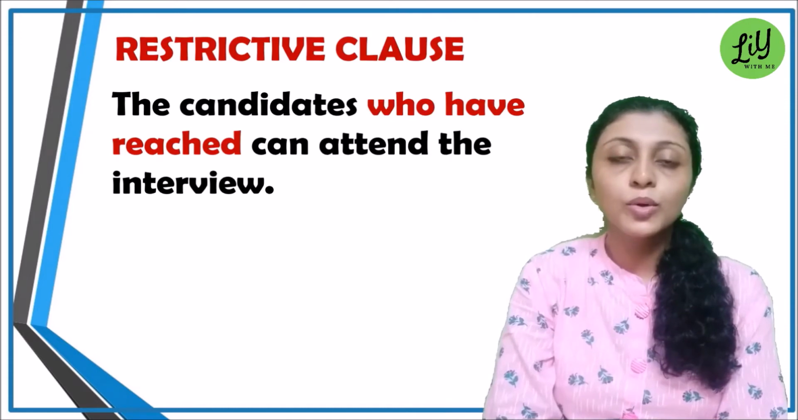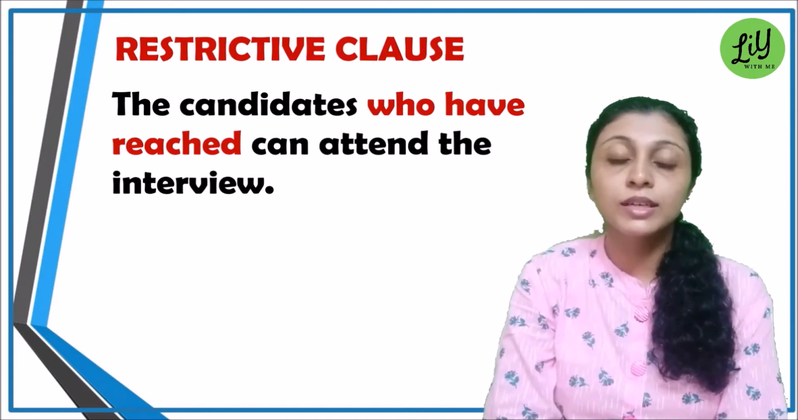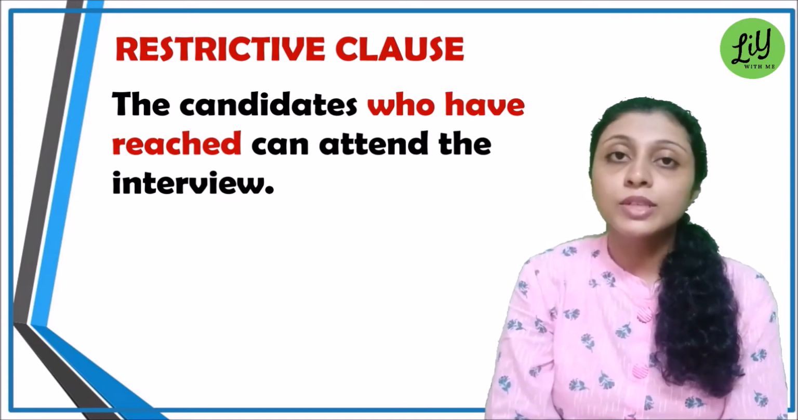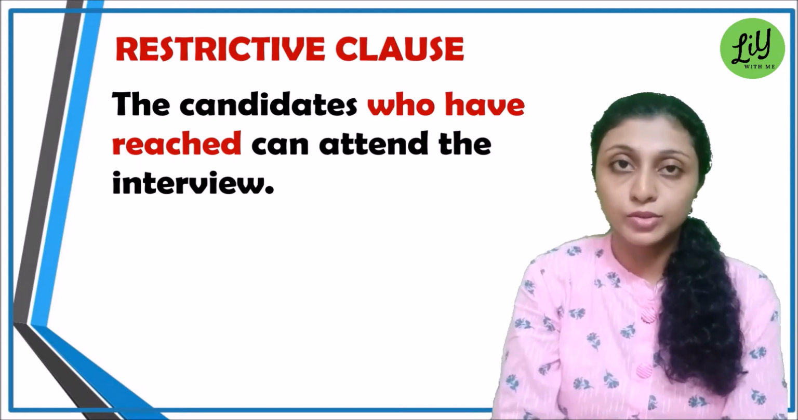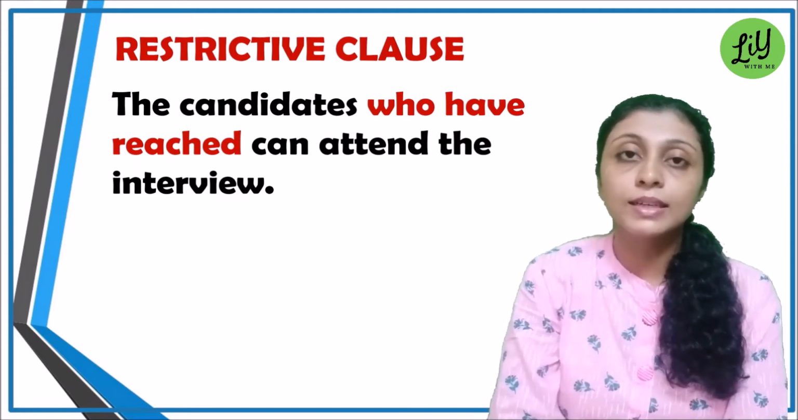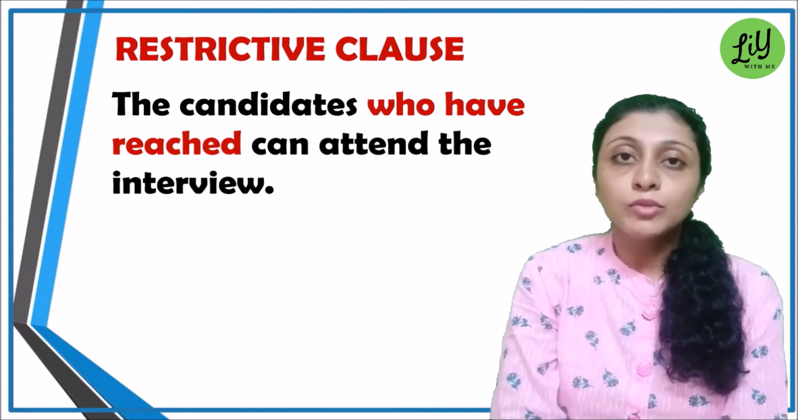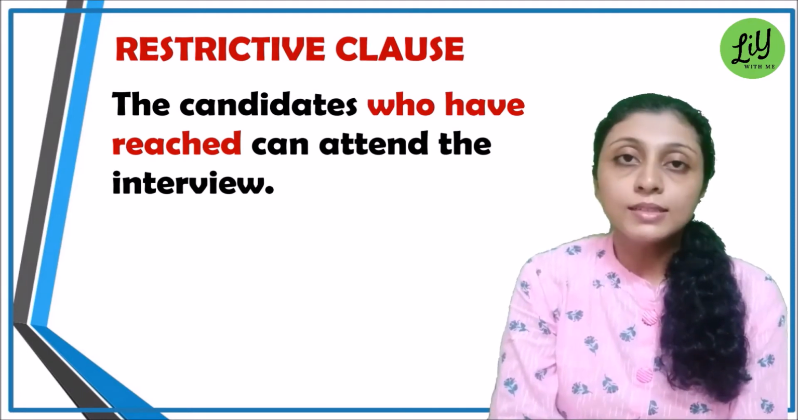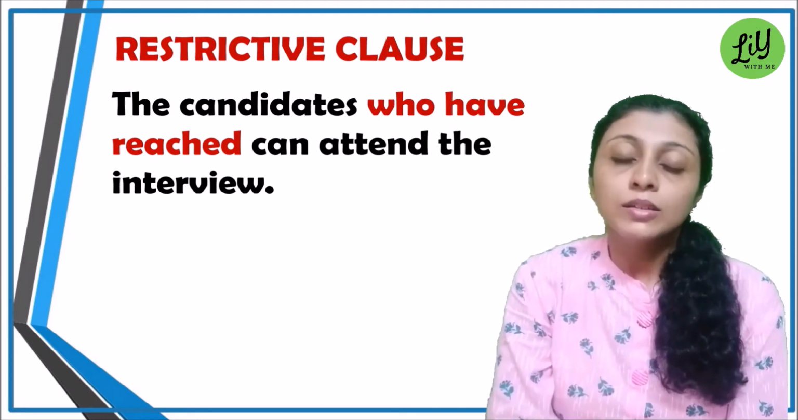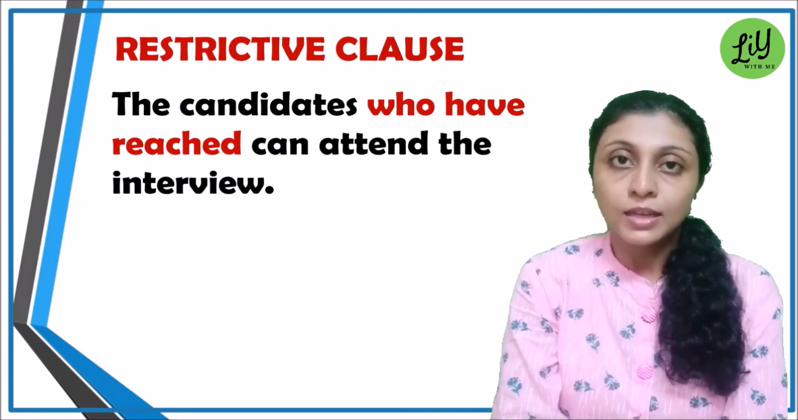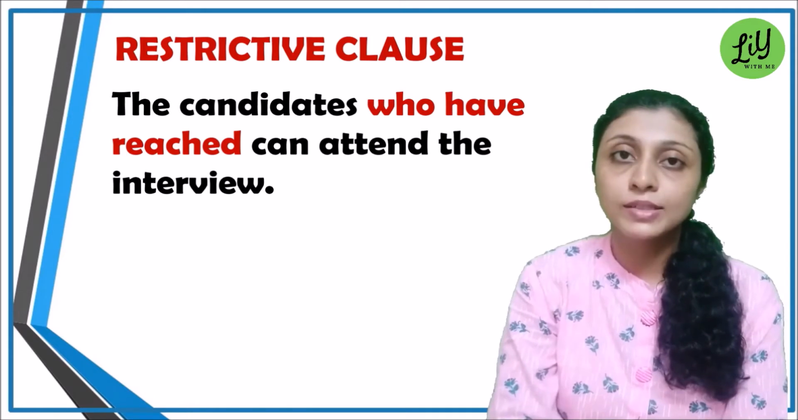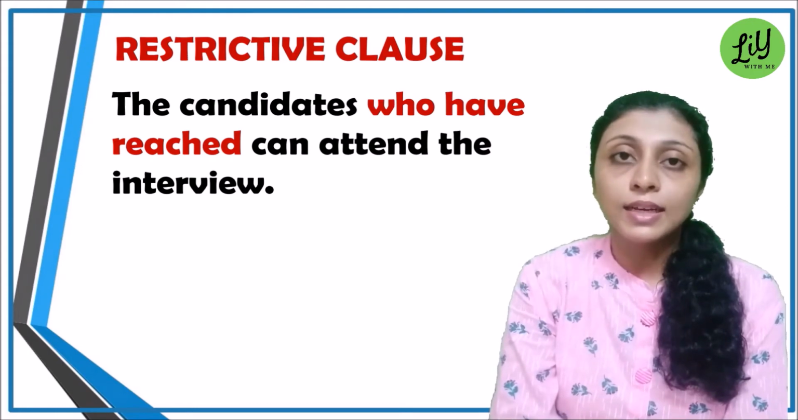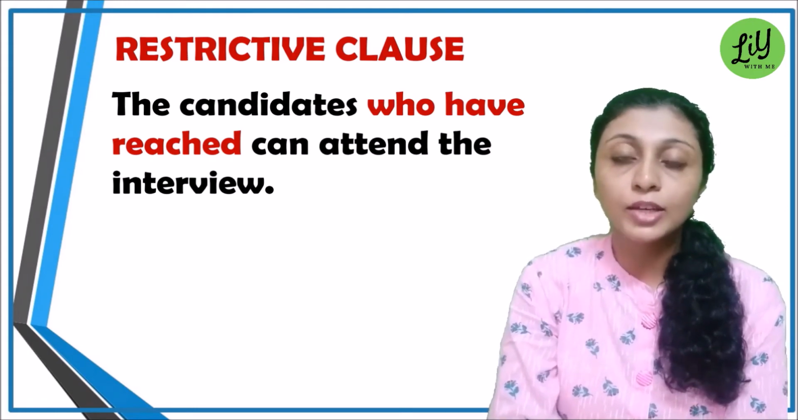The candidates who have reached can attend the interview. This is a restrictive clause, and here we have not used any commas. When there are no commas used to separate the clause, then we say that it's a restrictive clause. When we remove this clause from the whole sentence, then the sentence meaning is altered. This sentence implies that a few of the candidates have reached to attend the interview, and there are still more yet to attend. So here you can say that this clause is restricting the meaning of the sentence.